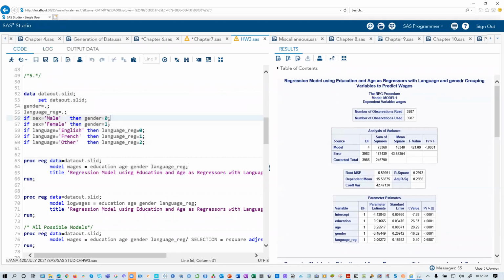These are dummy variables. Gender is a dummy variable which has two options, 0 and 1. Language reg is a dummy variable which has three options, 0, 1, 2. It doesn't matter. If you want, you can define it any way you want, or you can simply say that these three can be represented by another two, x1 and x2.